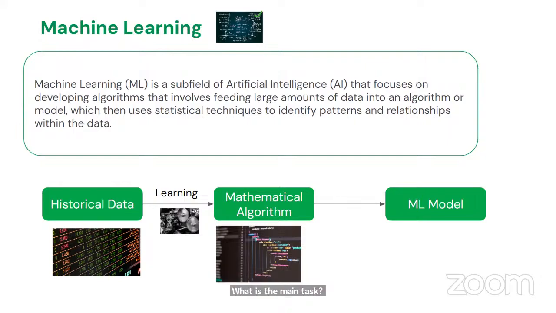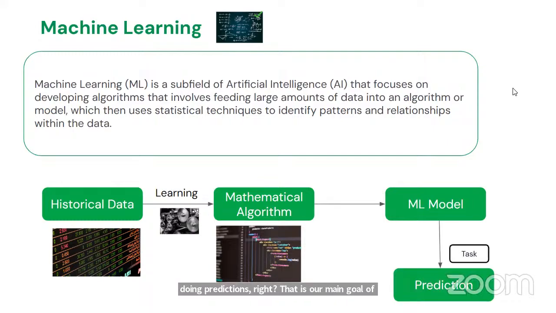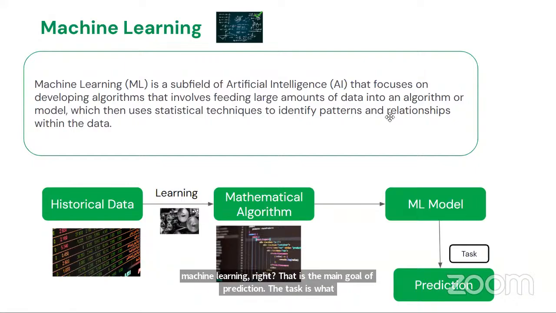Predict, right? Of course, it will understand patterns. That's correct. In this particular stage, it is learning. When you say learning, it is understanding the patterns. It is trying to understand the data, the different scenarios about the data. But the ultimate goal is doing predictions, right? That is the main goal of machine learning. The task is ultimately to predict.